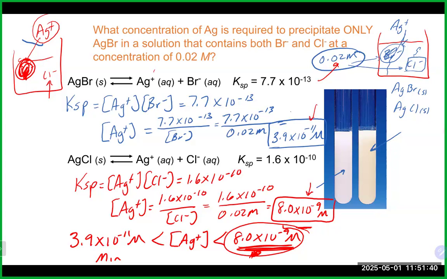Now, what would happen, for example, if I was not very careful and I just grabbed some silver that is larger than 8 times 10 to the minus 9 and I just added it in here? What would happen at that point?